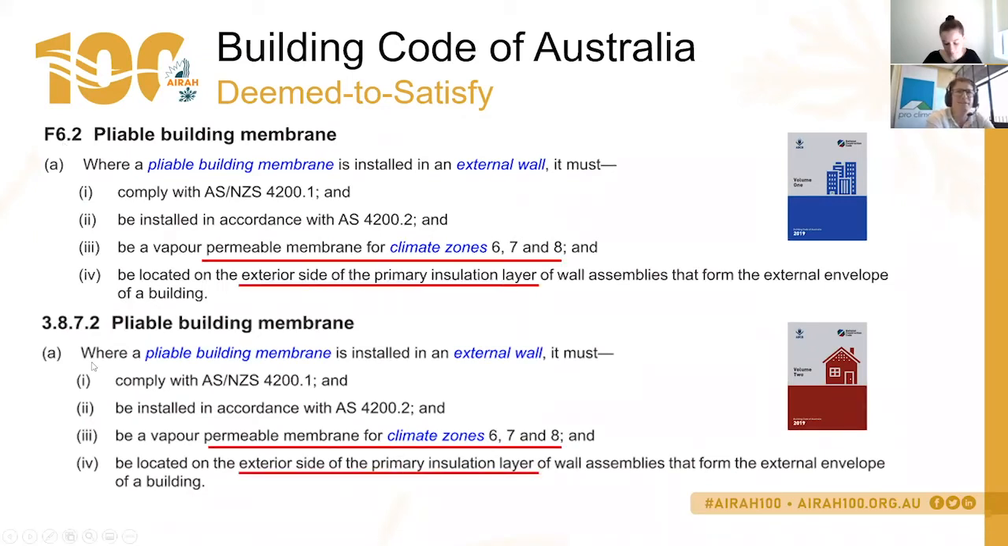And again, it must be located on the exterior side of the primary insulation layer. So this is talking about generic constructions where you've got fibrous insulation in a stud wall style construction, and then a membrane on the outside for weatherproofing. In that scenario, it should be vapor permeable, and that hopefully will solve the condensation problem.